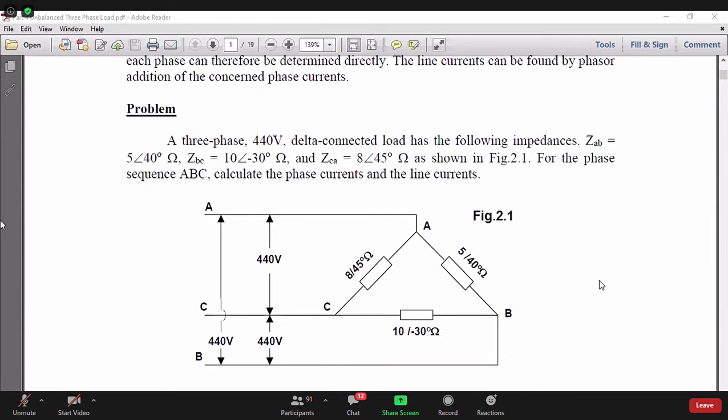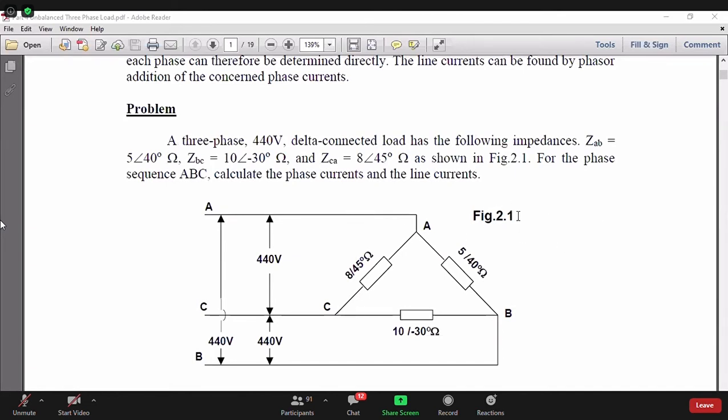Good. Now I read it. A 3-phase 440 volt delta connected load has the following impedances. By the way, in a balanced 3-phase system, we always write Z phase because all the 3 impedances are the same. I cannot do that in an unbalanced system because they are all different. So here you can see all are written as ZAB. That means this is the impedance between A and B. Then ZBC, this is the impedance between B and C. Then ZCA, it is the impedance between C and A.